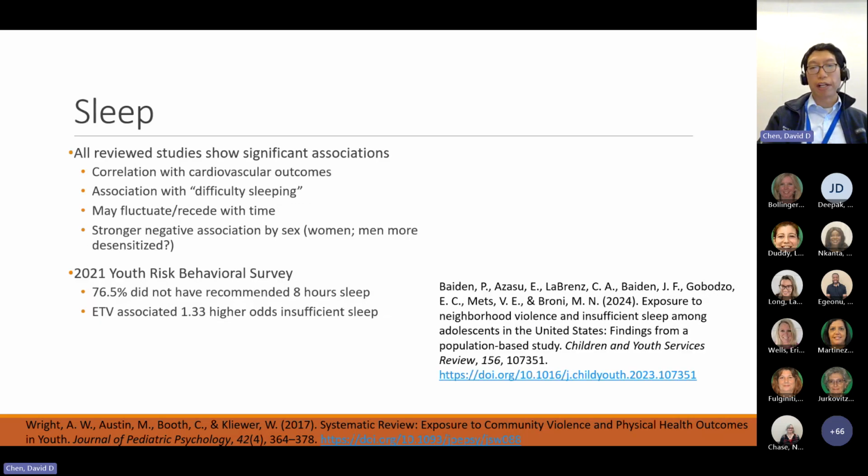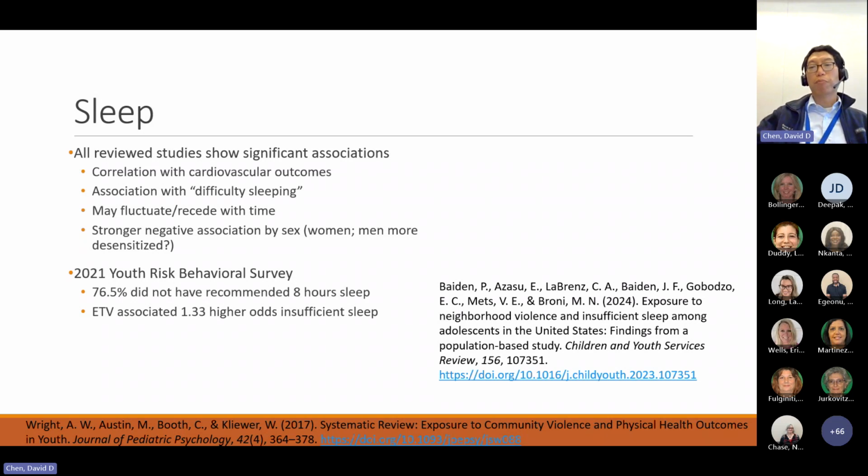Sleep is definitely affected by violence exposure. This is most readily recognized in PTSD, but impairments of sleep have been described even without otherwise meeting criteria for PTSD. Some of these may improve with time, as with many symptoms after an acute stressor, but many of these can also be persistent.